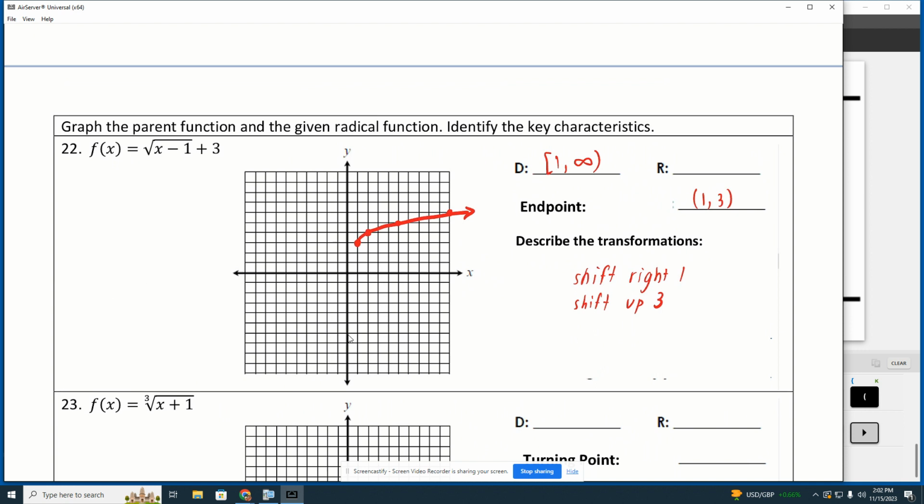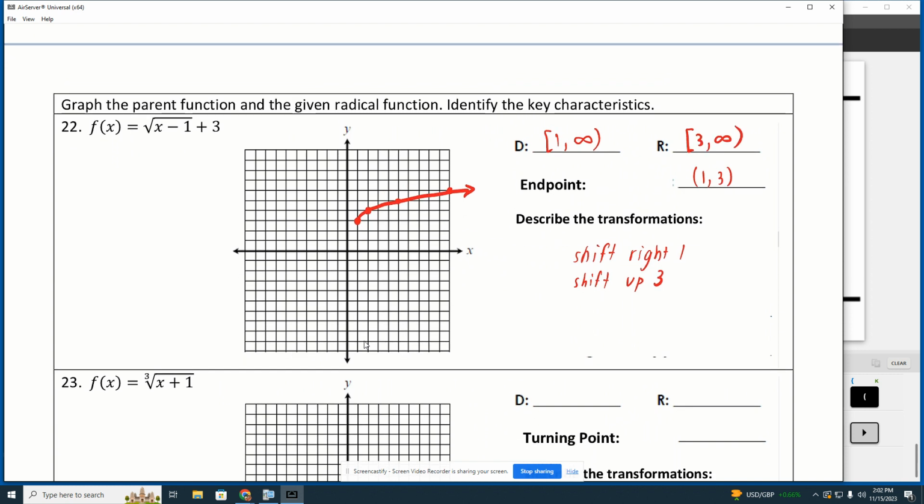Also with the range, remember, range is y. Well, can it ever come way down here? No. It can come to right here, that's 3, and it will go up forever. Now, very gradually will it go up forever, but it will go up forever. So my range is from 3 to infinity. Okay? And there you have it.